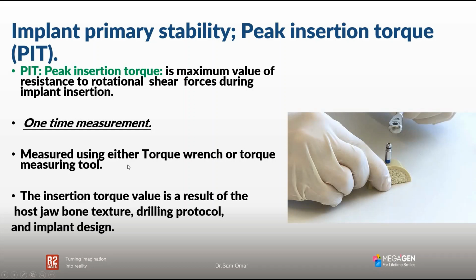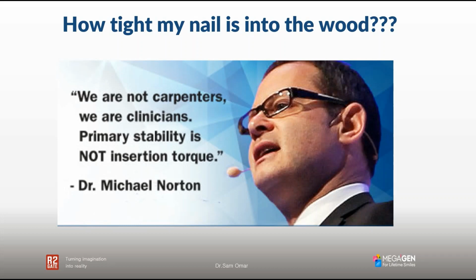Now we measure that using a torque ratchet or a torque measurement tool. The insertion torque value is a result of host jawbone texture, drilling protocol, and implant design. And again, this is more of a rotational type of force. Now, primary stability is not only insertion torque, and this is what Dr.